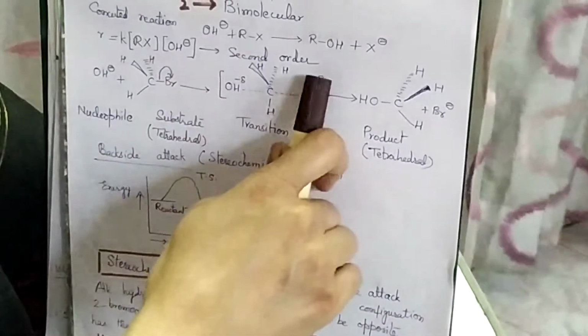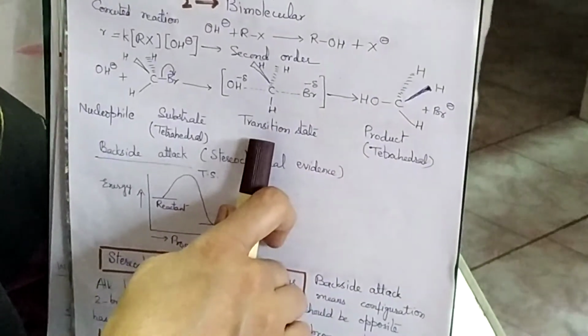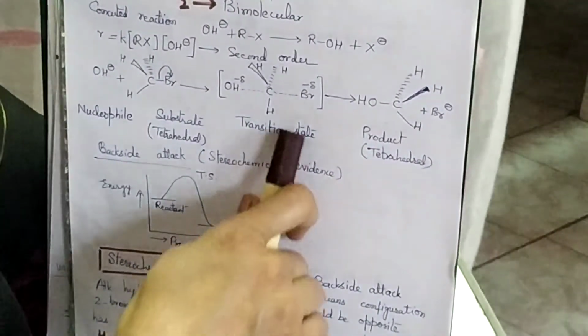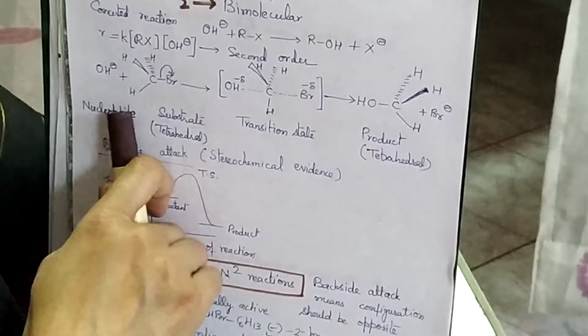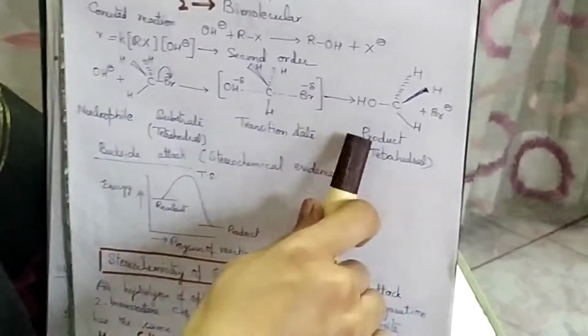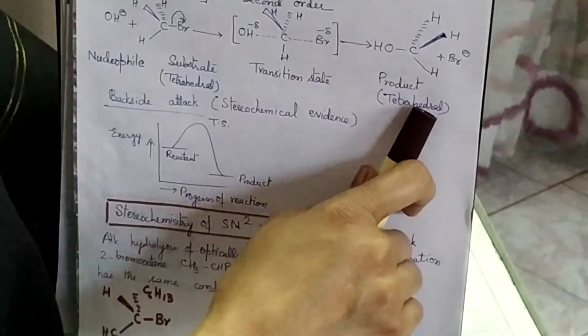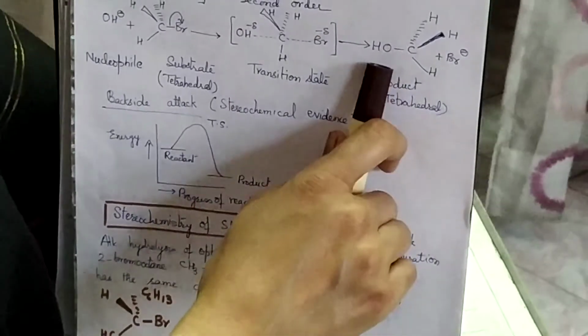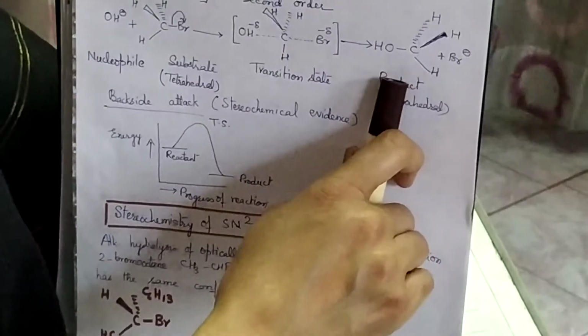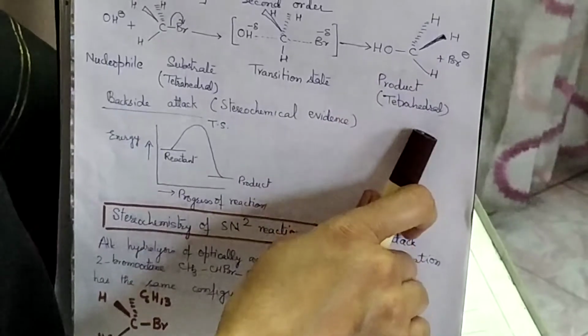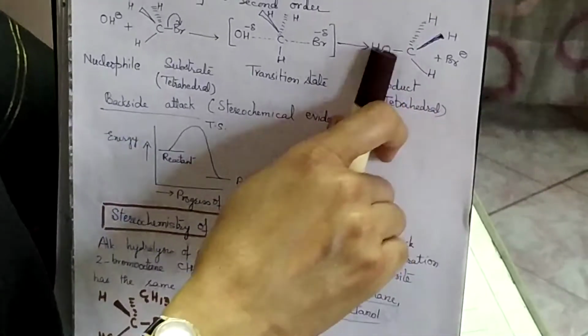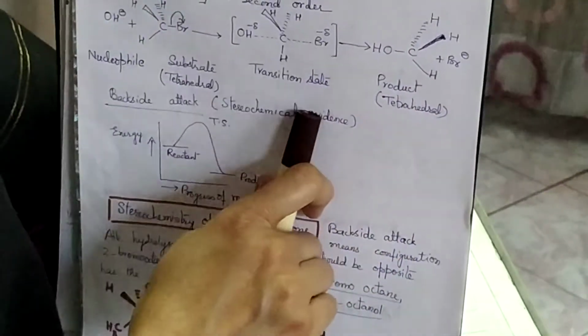And you can see this transition state, which is obviously highly unstable, forms gradually and will ultimately change into the product. Once formed, the product formation takes place very fast, and therefore in the product, OH gets fully attached to this carbon and Br negative gets detached. So this is the product which I am going to obtain from this reaction.